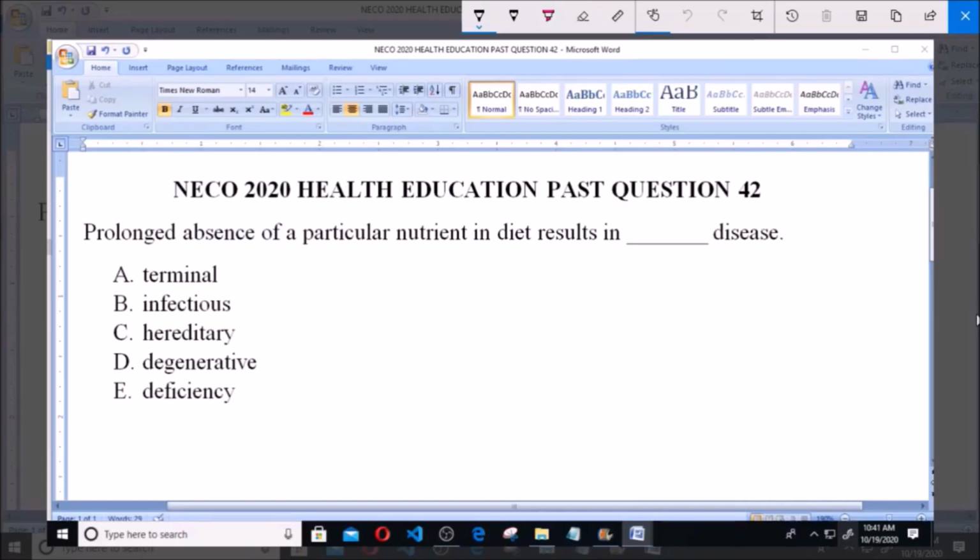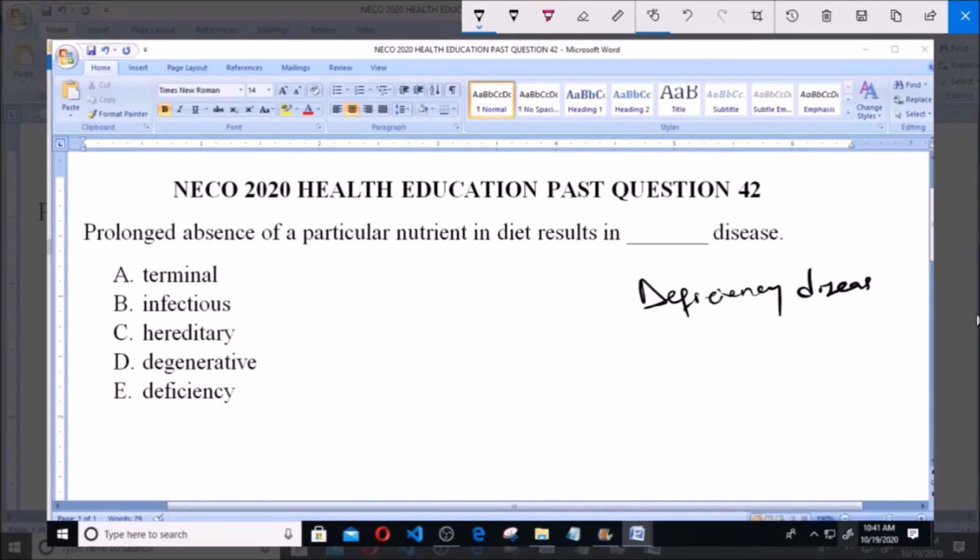I'll be answering NECO 2020 Health Education Past Question 42. Prolonged absence of a particular nutrient in diet results in dash disease: A. Terminal, B. Infectious, C. Hereditary, D. Degenerative, and E. Deficiency. Now, when there is a prolonged absence of a particular nutrient in diet, it results in a type of disease we call a deficiency disease.